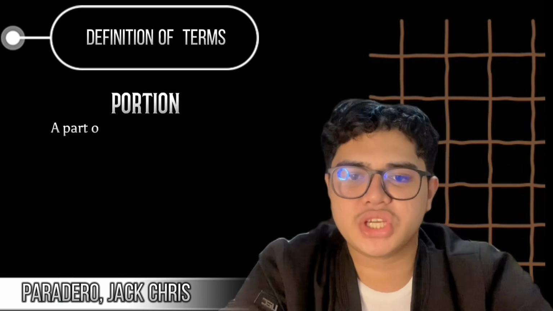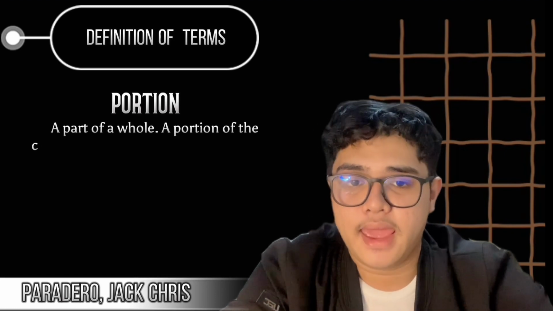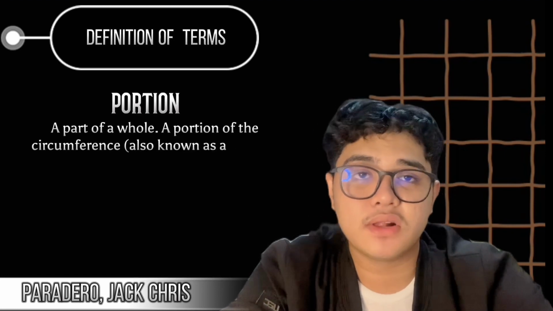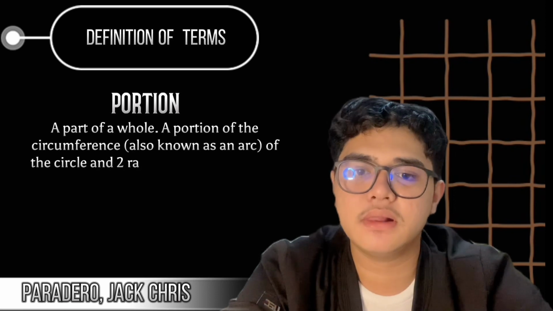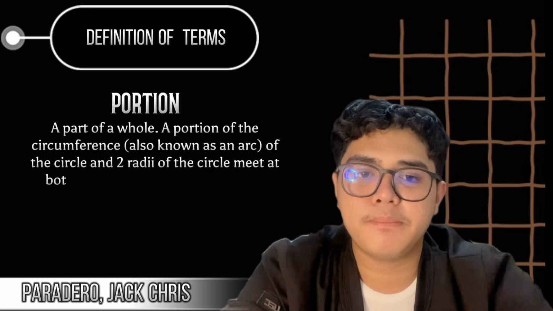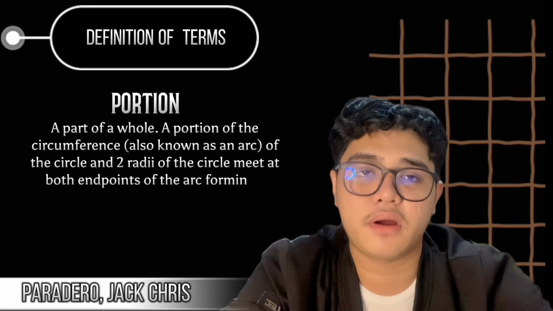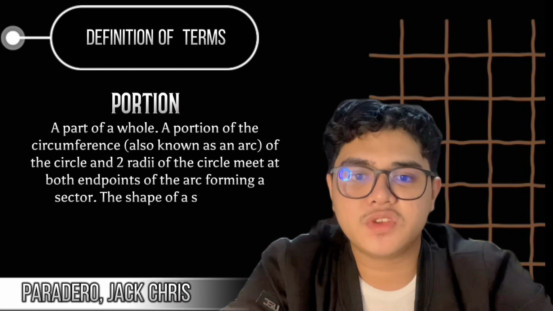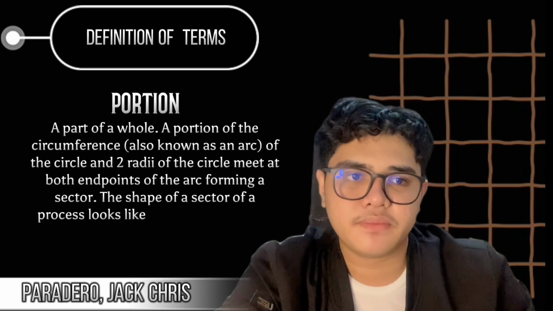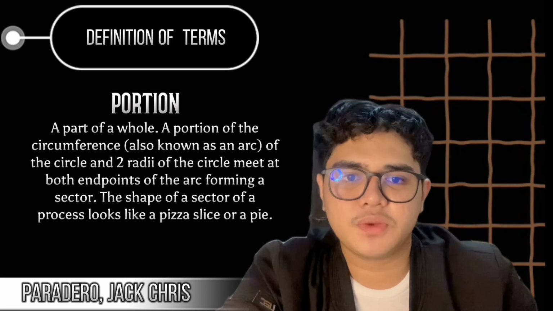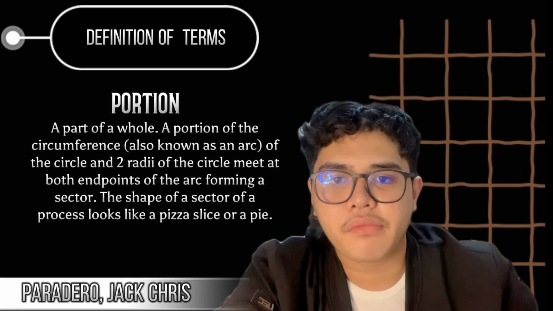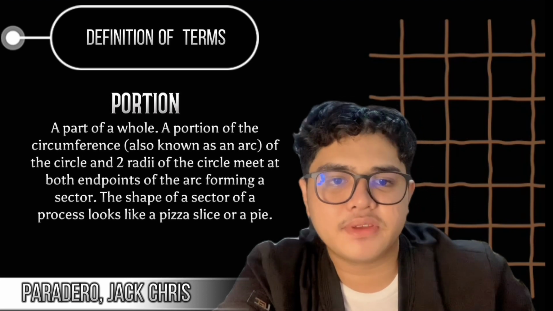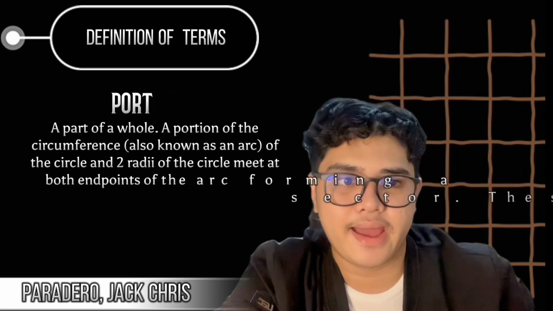Third, we have the portion. A portion is a part of a whole, and a portion of the circumference is also known as the arc of the circle, and the two radii of the circle meet at both endpoints of the arc, forming a sector. Now, a sector is said to be a part of a circle, which is made of the arc of the circle along with its two radii.